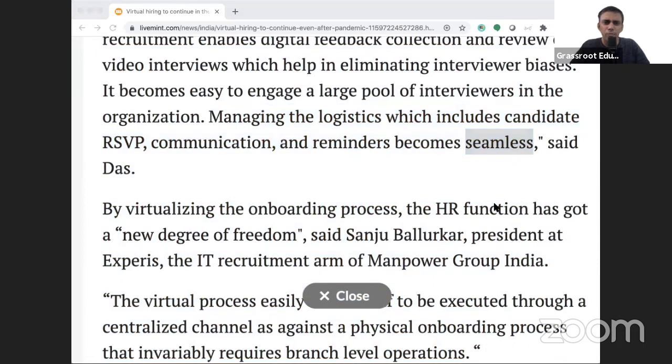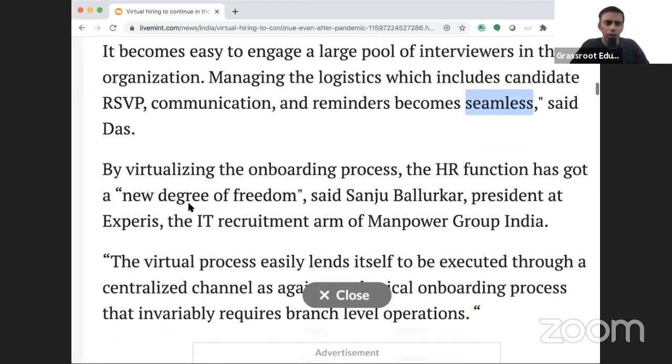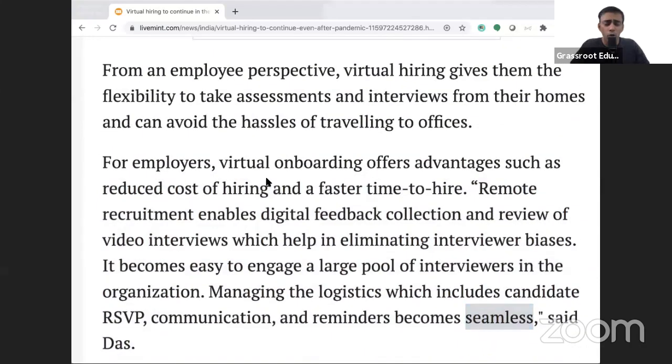What do you mean by seamless? Who can tell me? What's the meaning of seamless? Seamless means without any barriers. That is called seamless. Seam is like a line, seamless without that seam, which means smooth. All right. Now, all of you understood this.